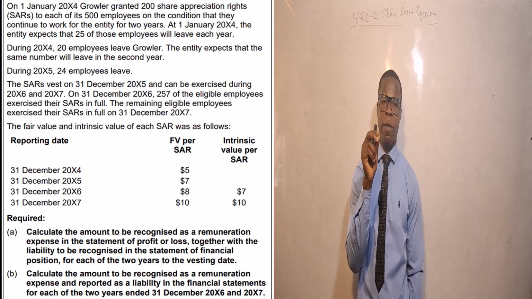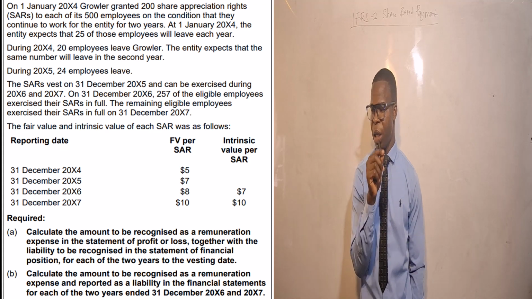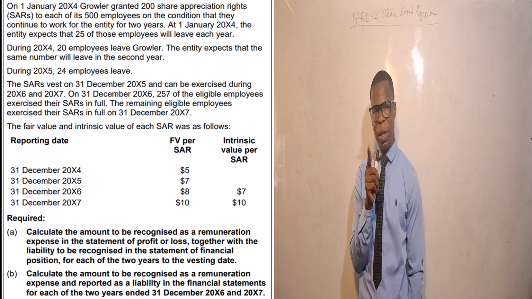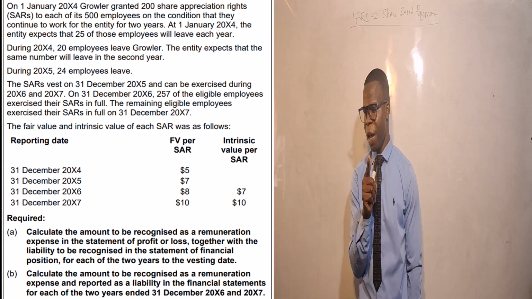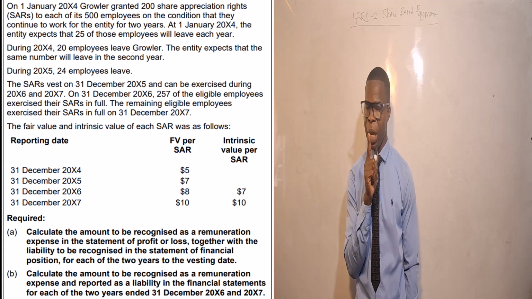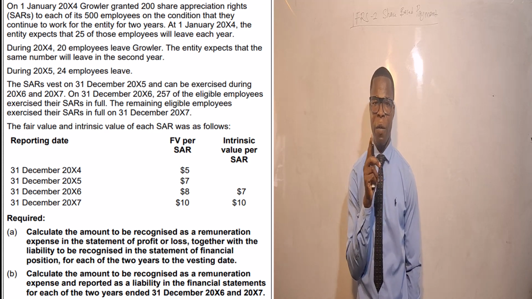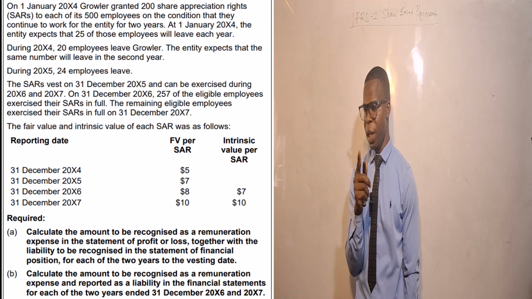So yeah, they are going to work for 2 years. They are giving each of the 500 employees 200 share appreciation rights. On 1st of January 2014, that's the contract, the entity expects that 25 of those employees will leave each year. Look at the statement: 25 of those employees will leave each year.